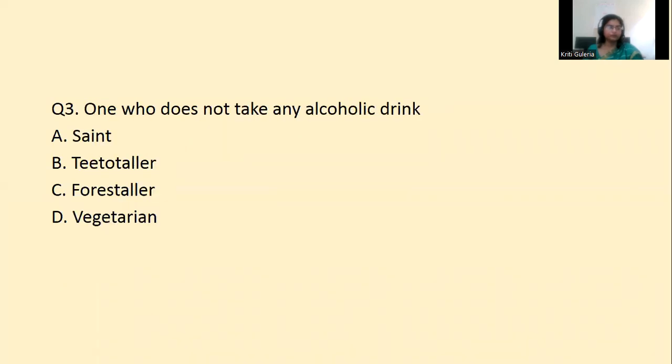Next question, one who does not take any alcoholic drink, what is he known as? Is he a saint? Is he a teetotaler? Is he a forestoler or a vegetarian? The answer will be teetotaler, because teetotaler is a person who doesn't take any alcoholic drink.